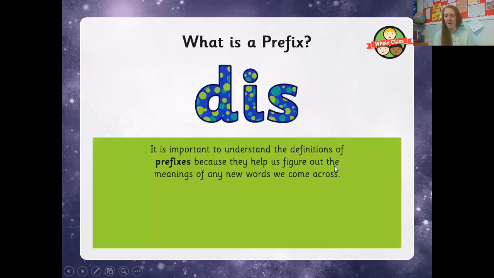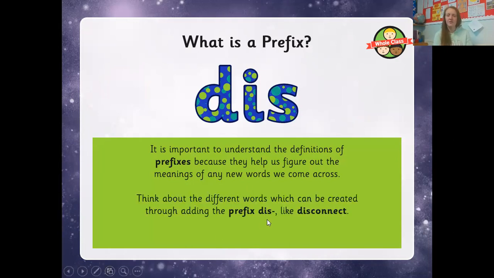Okay, so we're going to stop and have a quick activity here for a moment. What is a prefix? Dis. It is important to understand the definitions of prefixes, because they can help us figure out the meanings of any new words that we come across. Think about the different words which can be created through adding the prefix dis.